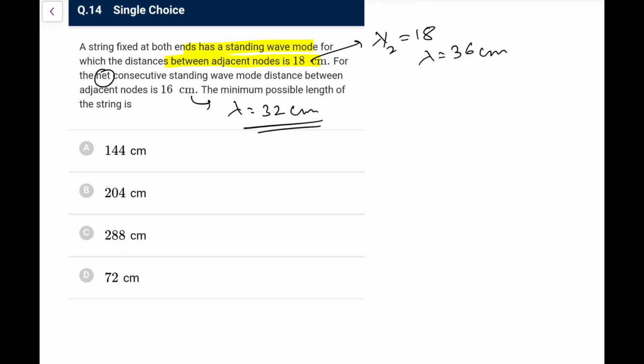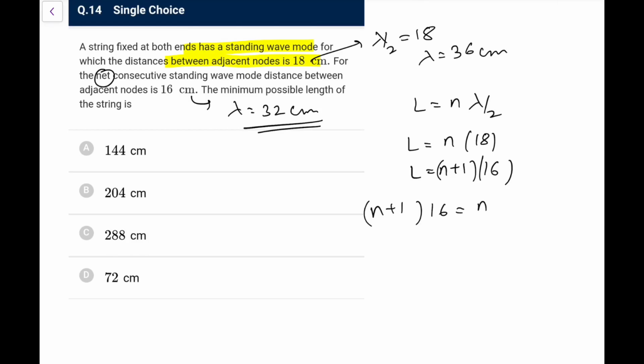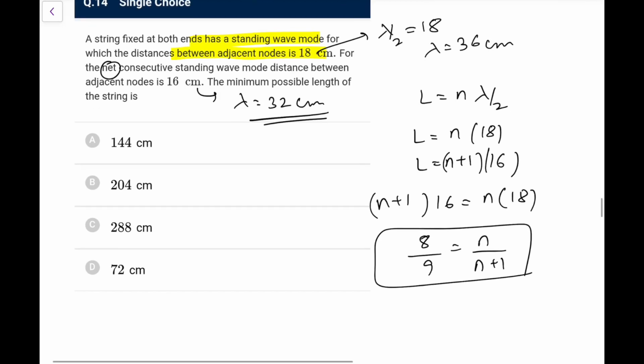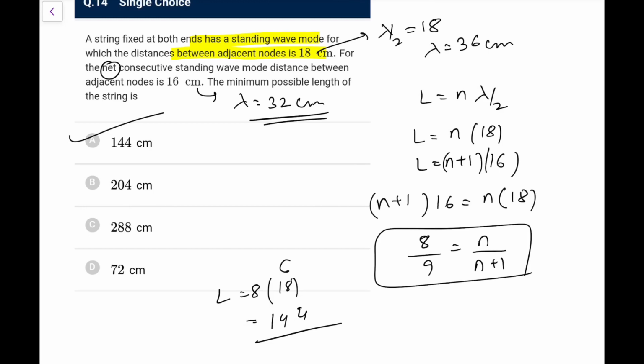We know L is equal to n times lambda by 2 for a string fixed at both ends. So L is n times 18, and for the next mode, n plus 1 times 16. So n plus 1 times 16 is equal to n times 18. So 8 by 9 is n upon n plus 1, so n is definitely coming out as 8. So the minimum possible length of the string would be 8 times 18. 8 8s are 64, 8 1s are 8, so 144 centimeters. Go for option A in this case.